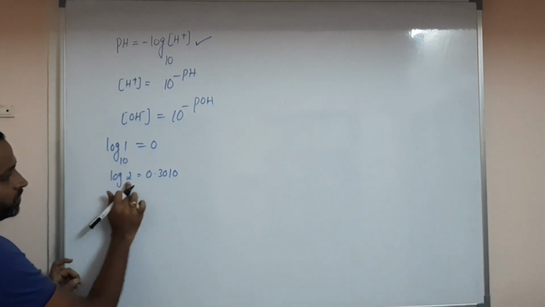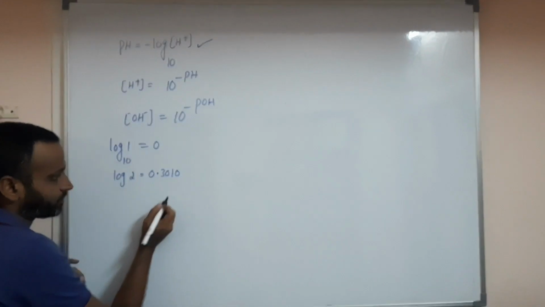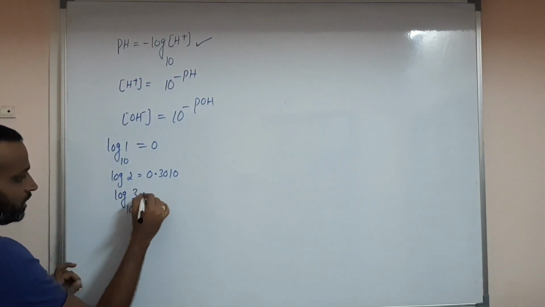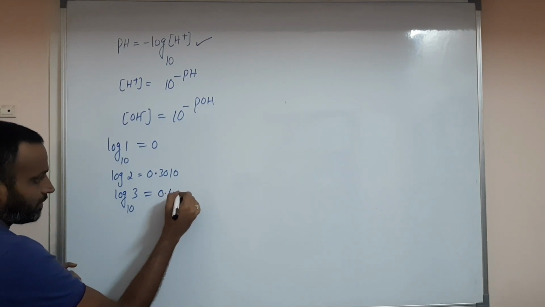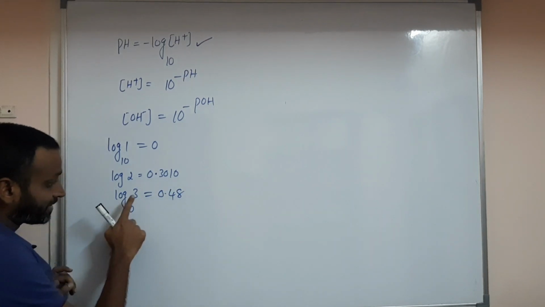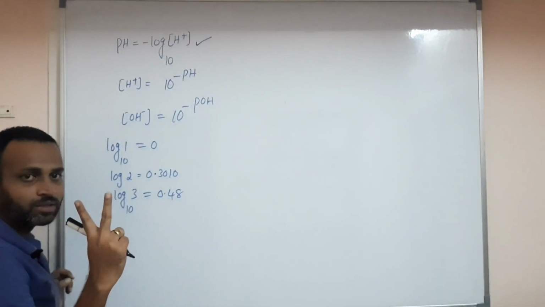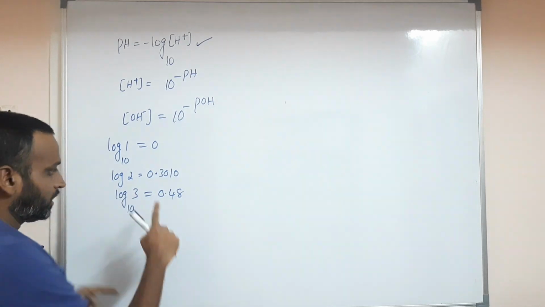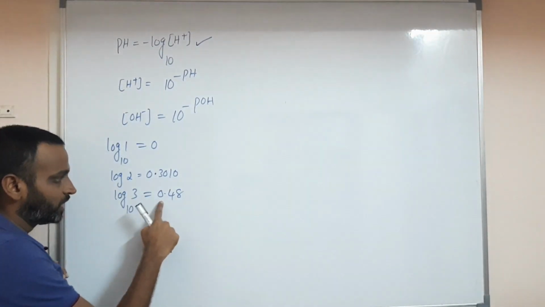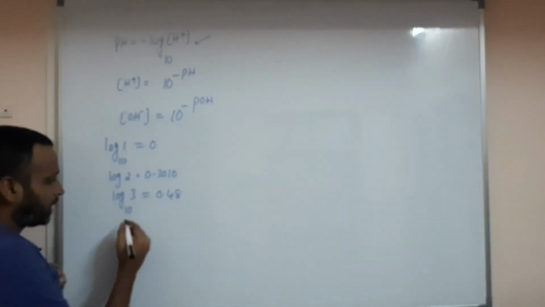Log 2 has one digit, no? Then 0 point you have to take. Okay. Log 3 is 0.4778, so 48 you can take. Log 30, if they ask, is 1.48. 30 has 2 digits, 3 and 0, so 1 point here. When you have 4 digits, 3 point something is the answer for a particular number.